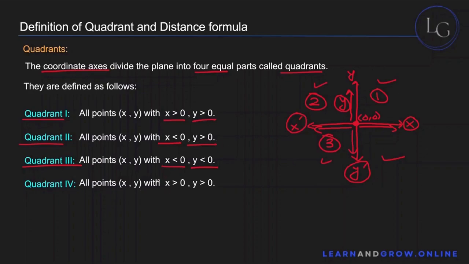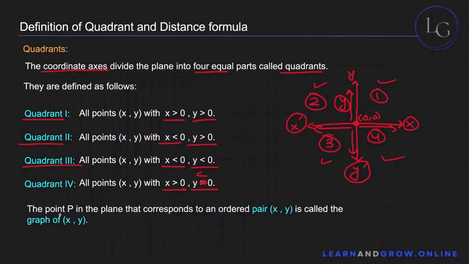And quadrant 4 has positive x values and negative y values. Positive x values means it's to the right of the origin. Negative y values means it's below the origin, which means this one is quadrant number 4. Now we've divided all the 4 quadrants.